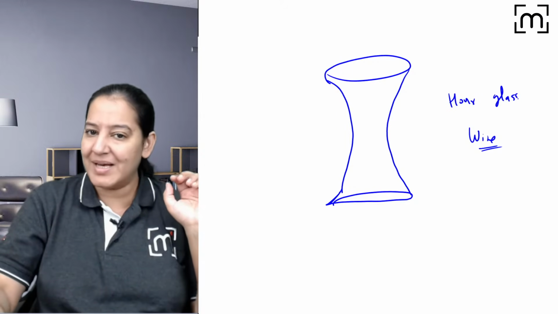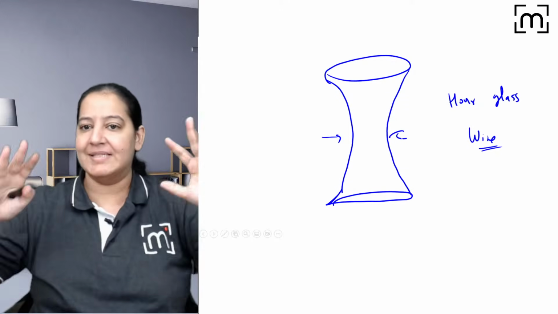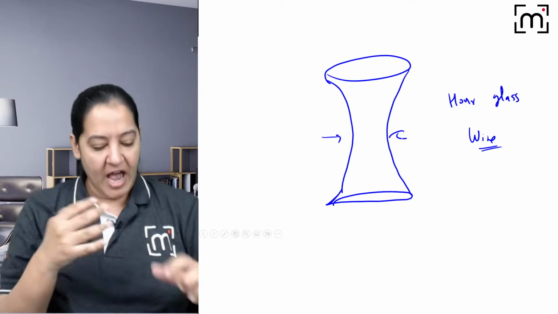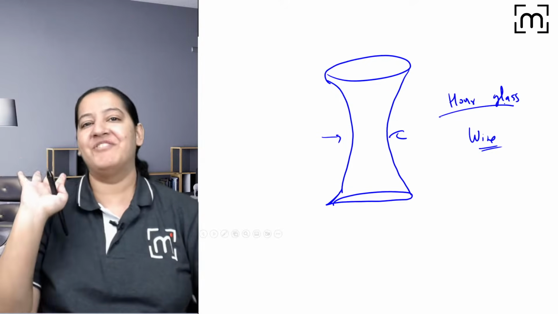What is this shape known as? This shape, basically the contracture in the middle and expansion at both ends, is known as hourglass. I forgot to put the diagram. You just Google hourglass. Many glasses will come with this shape, right?